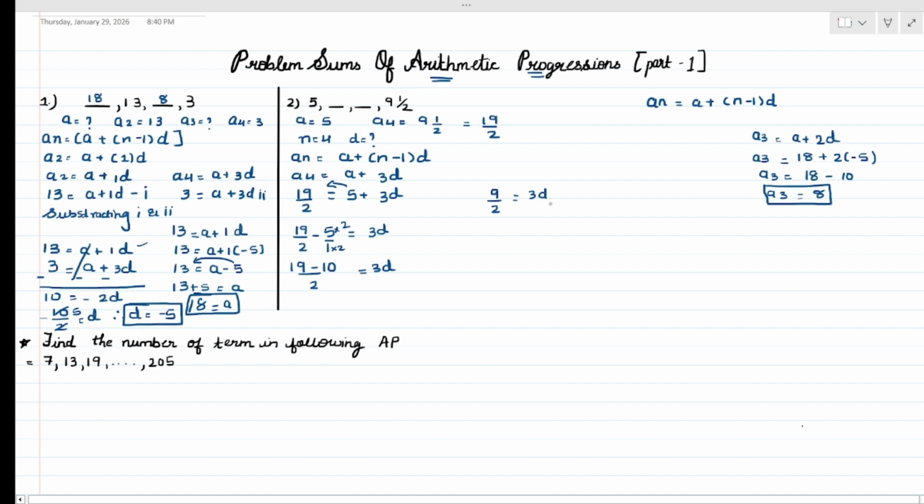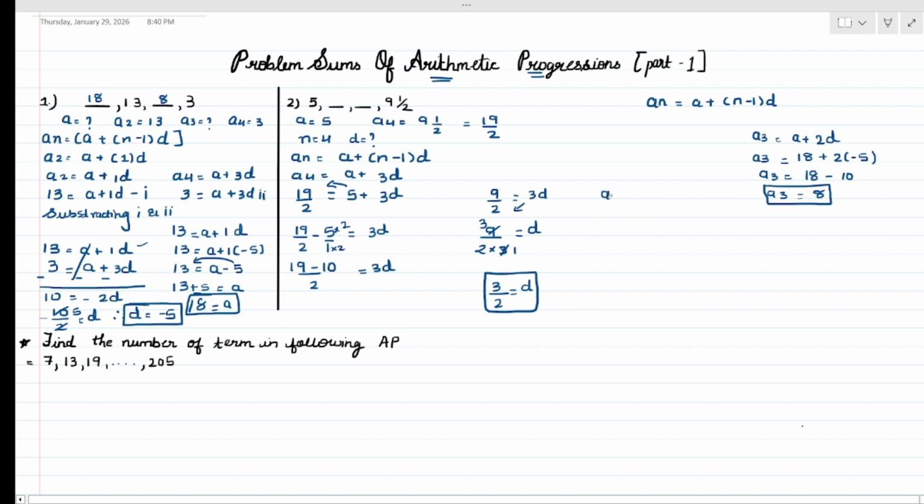Now I want to know my value of D. So this 3 is in multiplication, it goes down. That means it will become 9 upon 2 times 3 gives me D. So 3 1s are 3, 3 3s are 9. So the value of D becomes 3 upon 2. So my value of D comes to 3 upon 2. Now what do I need to find? I need to find A2.